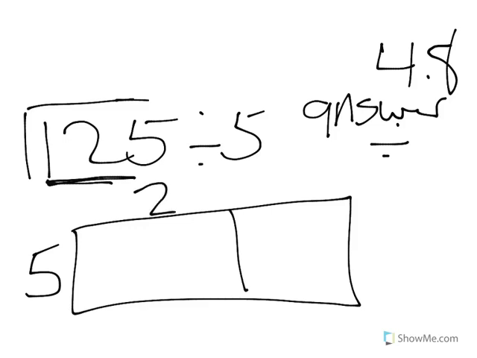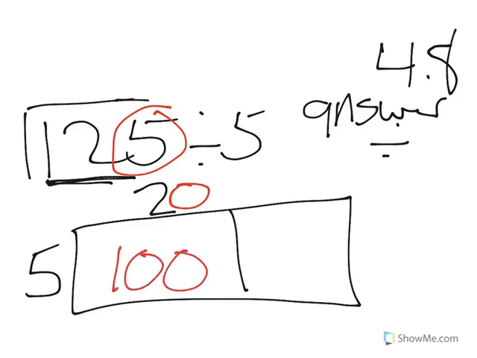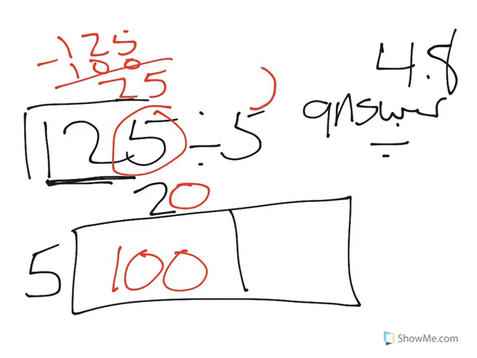So 5 times 2. But because of this 5, I've got to add a 0. So 5 times 2 is 100. Now I take 125 minus my 100, and I get 25. So now I say 5 times what is closest to 25? 5 times 5 is 25.